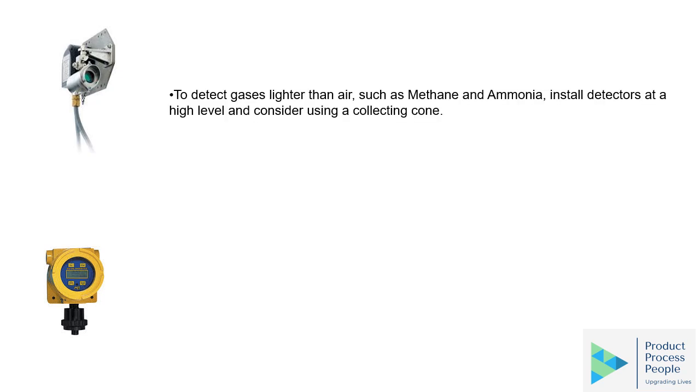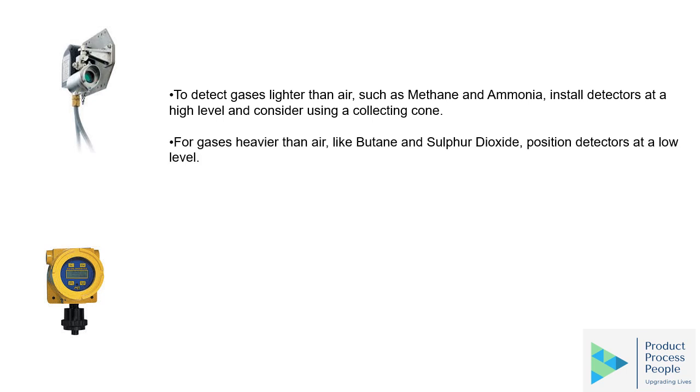Firstly, to detect gas lighter than air, such as methane and ammonia, install the gas detector at high level and consider using a collecting cone higher level from the point of leakage.